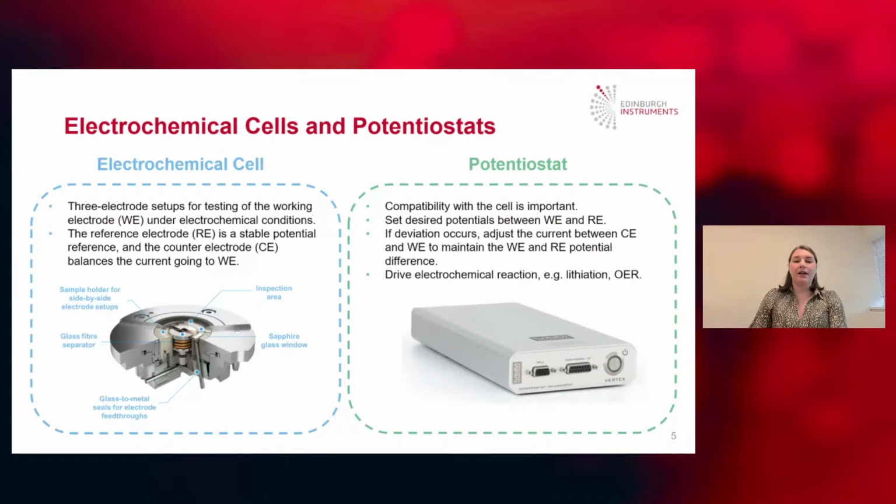So there's 2 key components from the electrochemical side, and that is the electrochemical cell and the potentiostat. The cell is quite commonly a 3-electrode cell where you're testing the working electrode under electrochemical conditions. This also has a reference electrode, which has a stable potential reference, and a counter electrode, which balances the current going to the working electrode. The next is the potentiostat. This drives the electrochemical reaction, but must be compatible with the cell. It sets the desired potential between the working electrode and the reference electrode, and if deviations occur, it adjusts the current between the counter electrode and the working electrode to maintain the potential difference.